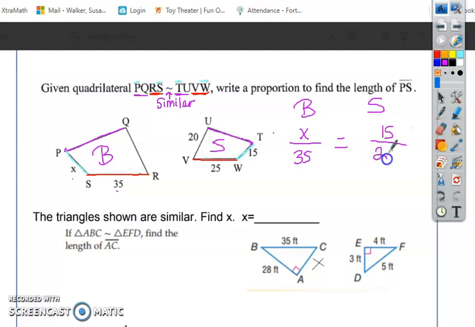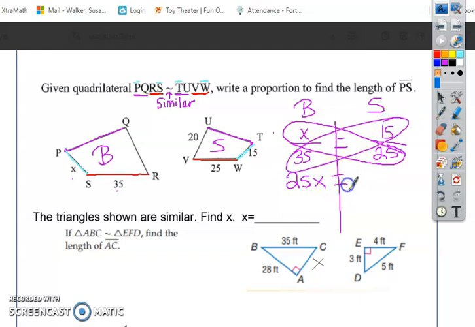25, okay? And then we just cross multiply. So you would do 25x equals 35 times 15. We want to make sure we can do this. 35 times 15. Okay, 5 times 5, 25. Carry the 2. 5 times 3 is 15, plus 2 is 17.